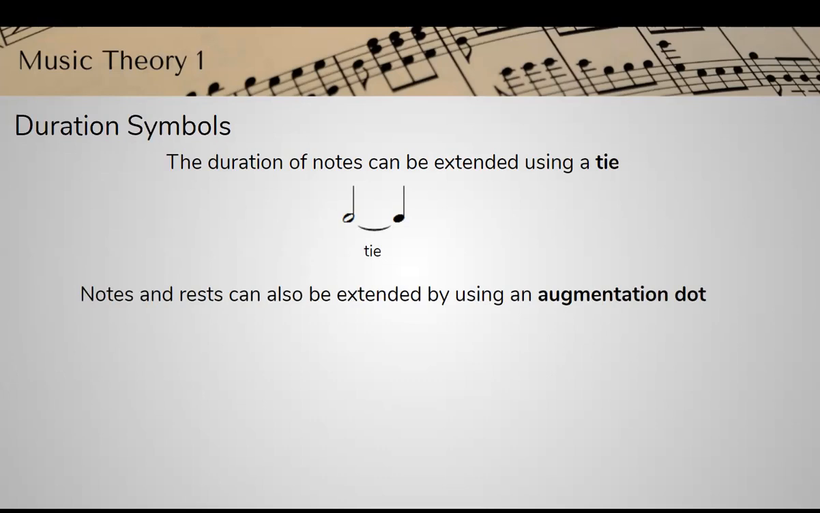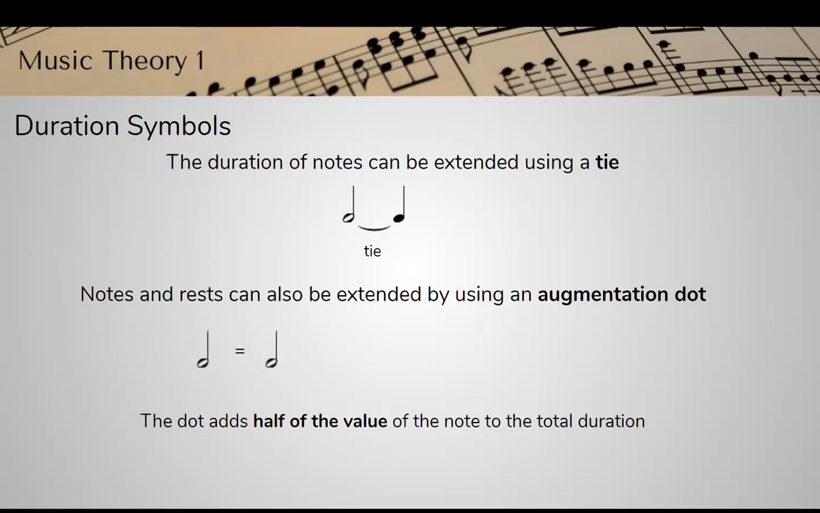But notes and rests can also be extended by the use of what's called the augmentation dot, or the book just calls it the dot. And the dot adds half the value of the note to the total duration of that note. So that half note by itself, of course, is equal to the length of a half note. But when you add a dot, you add half of the value of that half note. And half the value of a half note is a quarter note. So this dotted half note is the same length as a half note tied to a quarter note.